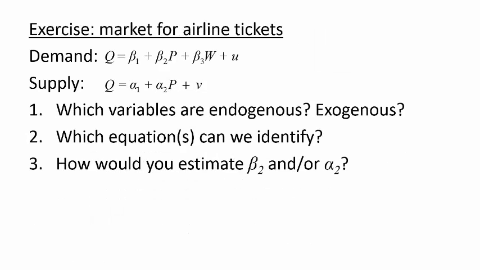As an exercise, let's turn back to the airline market, where we believe that weather affected demand but not supply. Try answering the following questions. Which variables are endogenous? Which are exogenous? Which equation or equations can we identify? And how would you estimate beta 2 and or alpha 2? When answering these questions, feel free to use the instrumental variable shortcut discussed in this video, although of course it is also possible to answer these questions by solving the system of simultaneous equations. You may wish to pause the video here to work through the exercise.